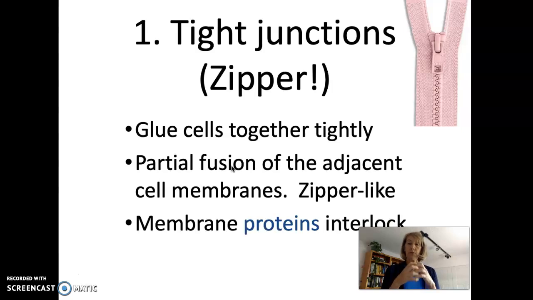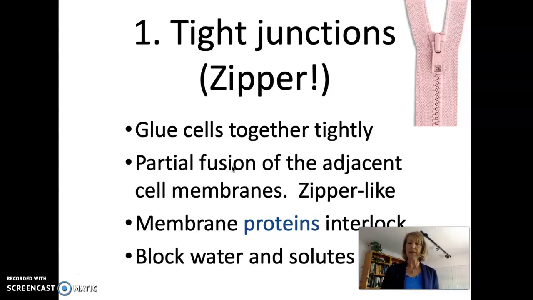And those proteins are going to interlock. And then there isn't anything that's going to leak there in between, right? So these are tight junctions. What's that going to do? It's going to block things. It's going to block things like water and solids. You don't have leaky things coming through here.